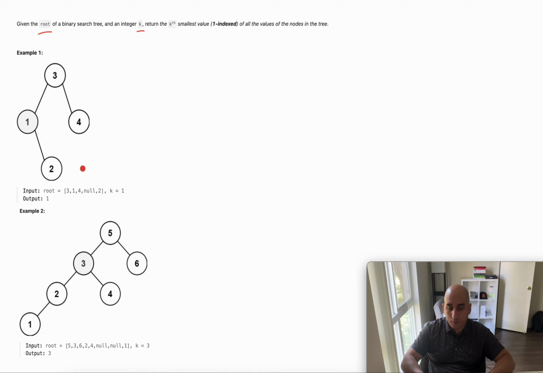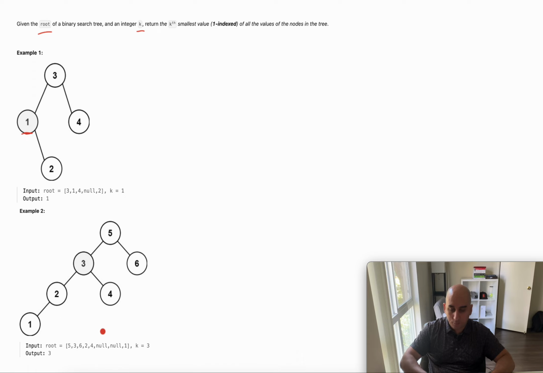So what does that mean? If we have this tree, we are given the root of the binary search tree, and we are also given the k, and we need to return the kth smallest element. So what's the smallest element in this tree? If we look at all the values, the smallest one is 1, and we are returning 1 because it's the smallest element.